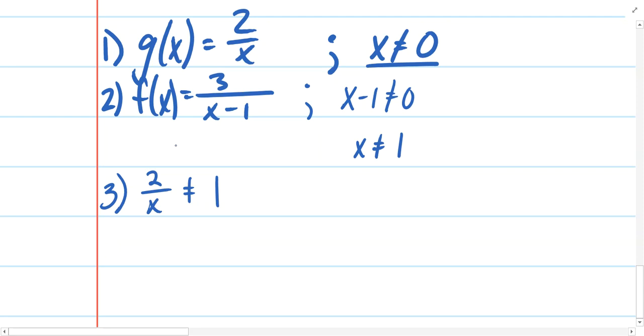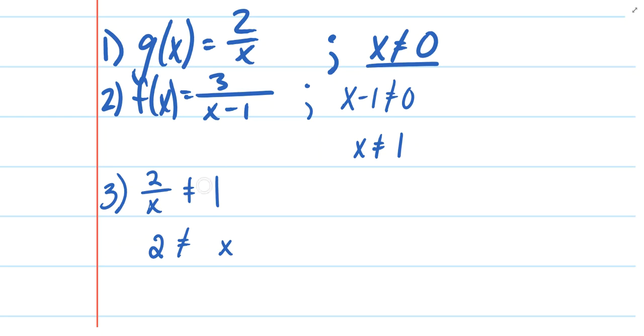the restriction of the outer function. We can't let the result of this inner function, 2 over x, ever be equal to the restriction of the outer function. So 2 divided by what number equals 1? Well, we can multiply both sides by x if you wanted to. And now you've got 2 equals 1x, or in other words, 2 is not equal to x.